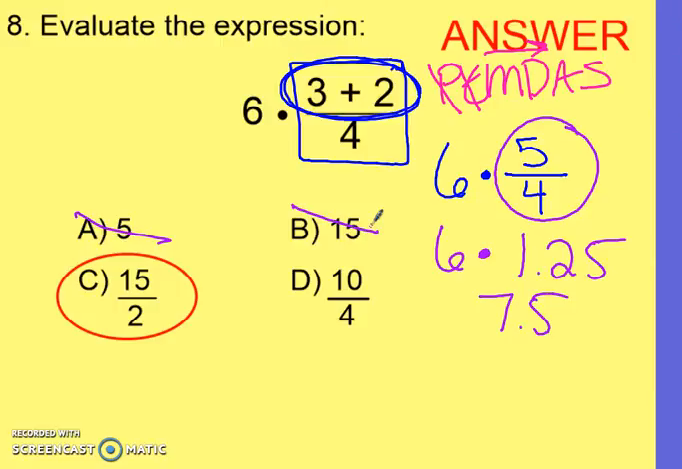So we know it's going to be a decimal, so instantly you should have gotten rid of A and B. Now, instead of freaking out, don't freak out, just simplify your C and D answer. So 15 divided by 2 is 7.5. 10 divided by 4 is 2.5. That is not correct. That's why C is the answer.